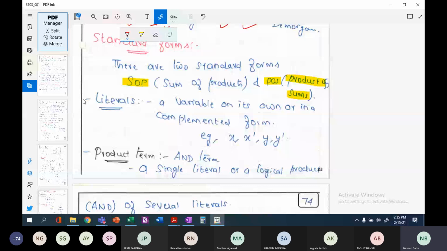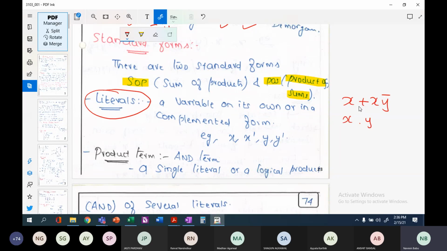What do you mean by literal? When we write a Boolean expression, say for example x plus x y bar, this is a Boolean expression. Every time I have been telling that there are these variables, right? What are the variables here? X is a variable and y is a variable, right? Now, these variables, along with their complemented form, are called literals.